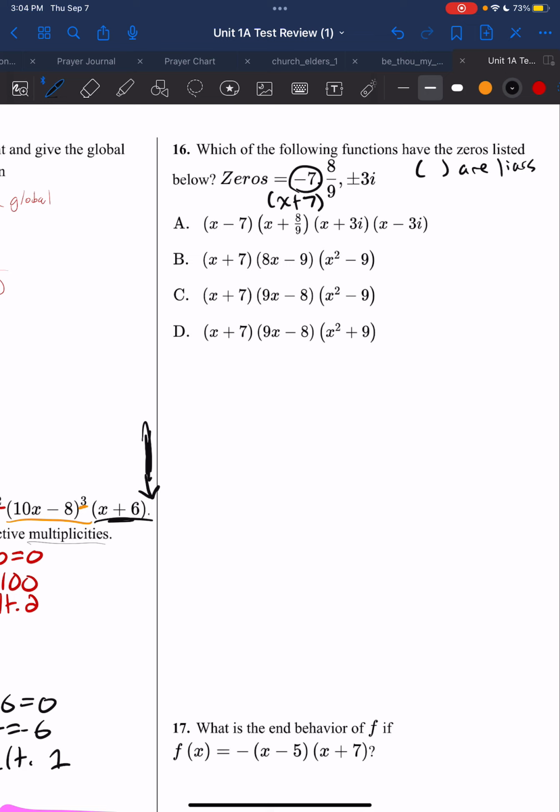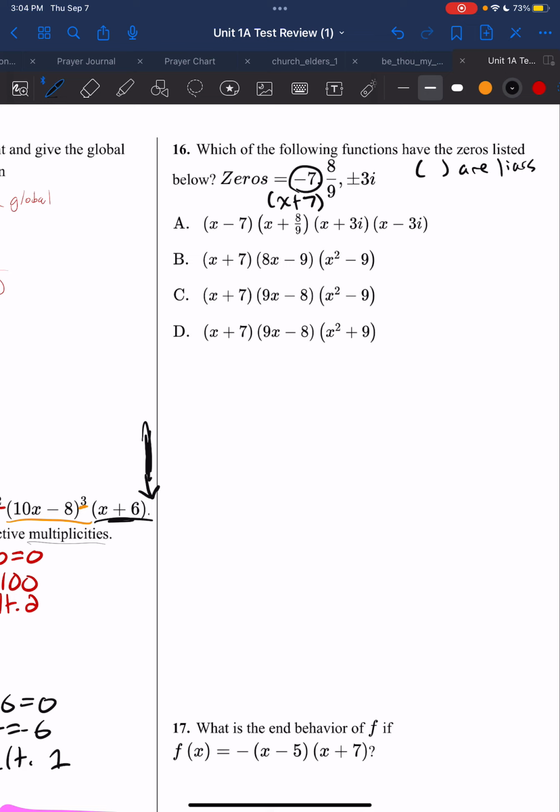So, starting on question number 16, this is part 3. Which of the following functions have the zeros listed below? Thing to remember always, first off, is that parentheses are liars. They lie to you in terms of what the actual sign is. So minus 7 should be x plus 7 in factored form.